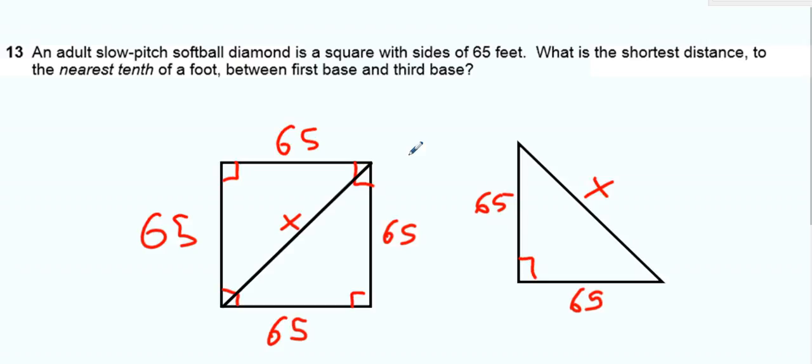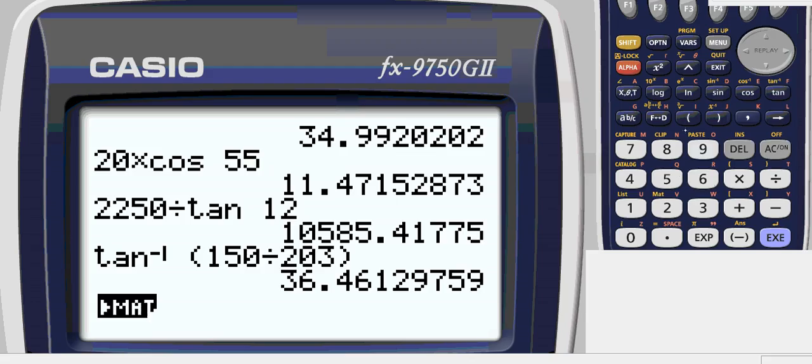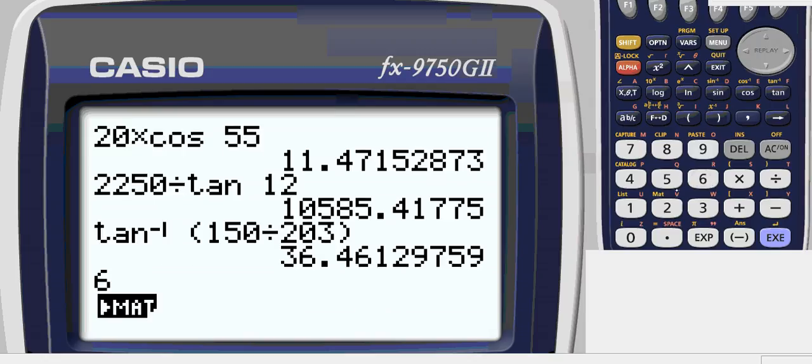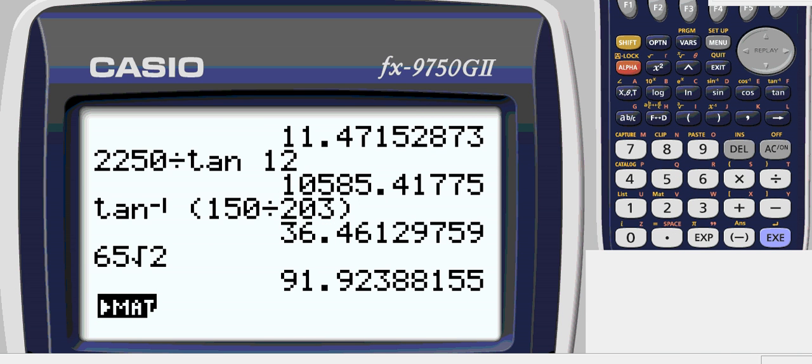So there's a few ways you could do this. You could recognize that since these sides are the same, that means the angles are the same, which means it's a 45, 45, 90 triangle. And the relationship for that is that the two sides will be the same, and the hypotenuse is just times the square root of 2. So if you did it that way, you would just jump right to the answer, 65 square root of 2 feet. Nearest tenth of a foot, you just have to type that into your calculator. 65 square root of 2. 91.9 feet.